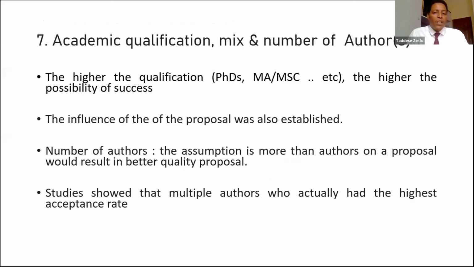The last and the seventh common mistake was academic qualification mixed in number of authors. According to studies, the higher the qualification, the higher the possibility of success. It's good to get people with higher academic rank in your team, especially the PI and the key people should be people of higher qualification.